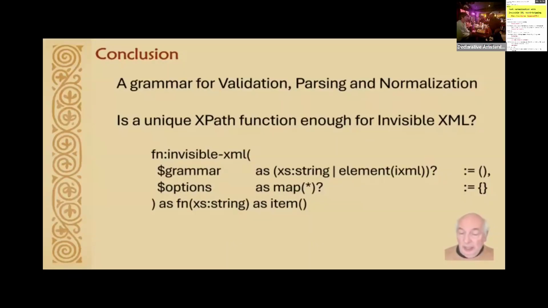Then I will ask whether XPath should consider how to process Invisible XML. Currently for XPath 4.0 there's just one function which is defined with an argument for the grammar, the string, or eventually an element, and options, but returning just a function, accepting a string as a parameter and returning the XML document.